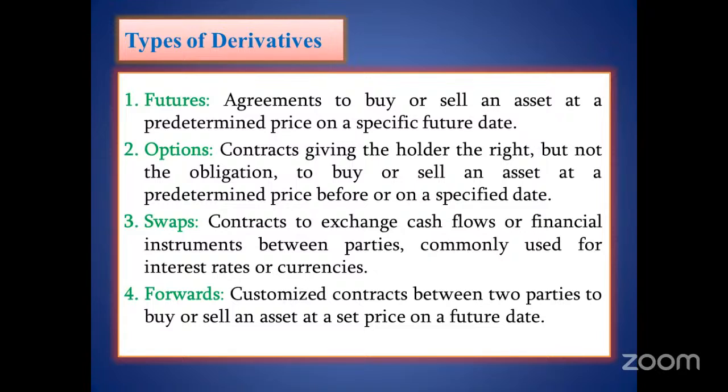For example, if you want to purchase a particular degree certificate, they must have a particular common interest. So the forward markets are customized contracts between two parties to buy or sell an asset at a set price on a future date. When they want to purchase or sell, they must customize the contracts between the parties.